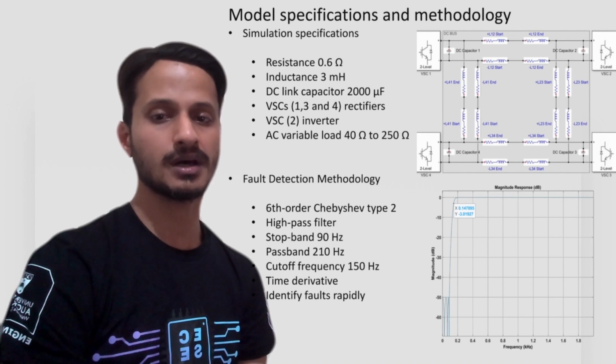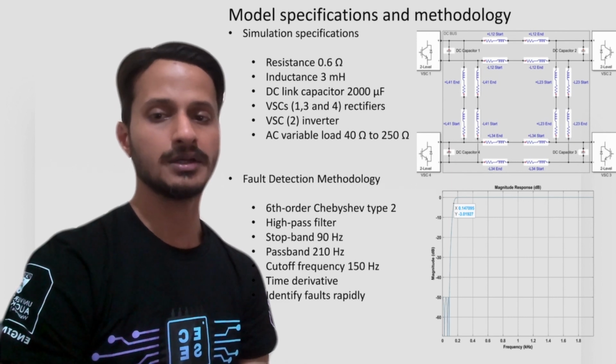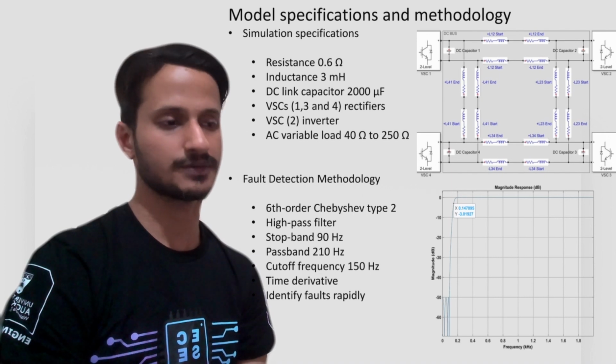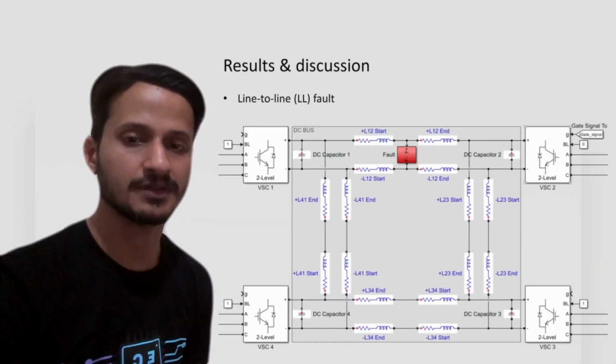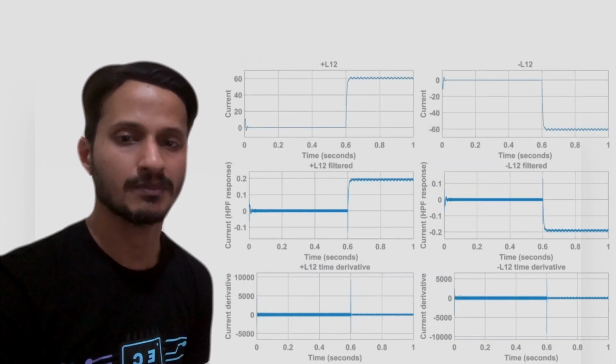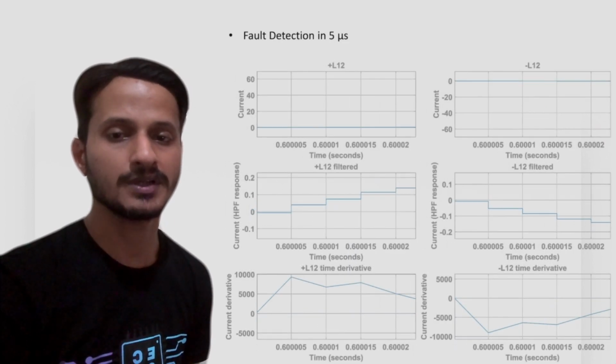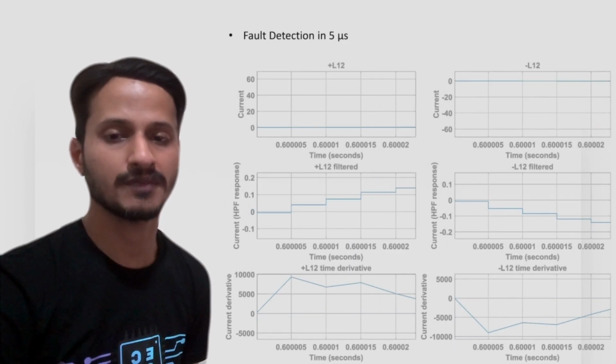This method utilizes a 6th order high pass filter with a cutoff frequency of 150 Hz to focus on high frequency DC link capacitive discharge as fault signature. Then, derivative of this high pass filter response is taken to detect the fault ultra fast. A line-to-line fault is created between VSC1 and VSC2 at 0.6 second. As shown in the graph for time derivative of high pass filter response, a sharp spike is seen at 0.6 second in both lines, plus line 12 and minus line 12, which indicates that it is a line-to-line fault. If we zoom in this signal, we can find that it detects the fault just in 5 microseconds.